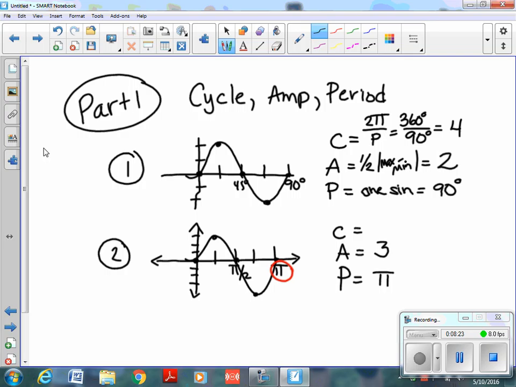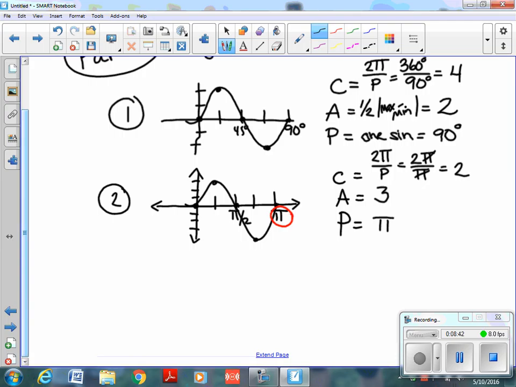You notice that the first graph was in degrees and the second graph was in radians. So to figure out my cycle, it's 2 pi divided by p, and p is pi. I'm going to leave it in radians because it's easier. I can cancel out my pi's. Final answer is 2.